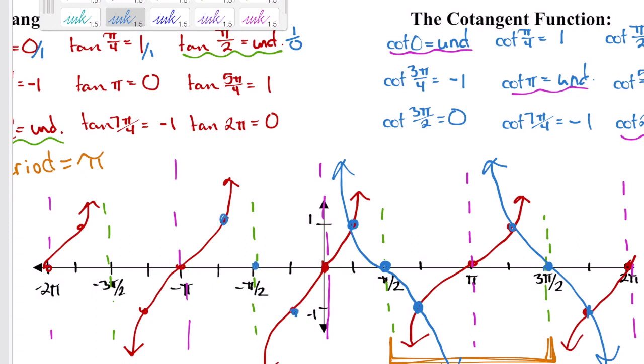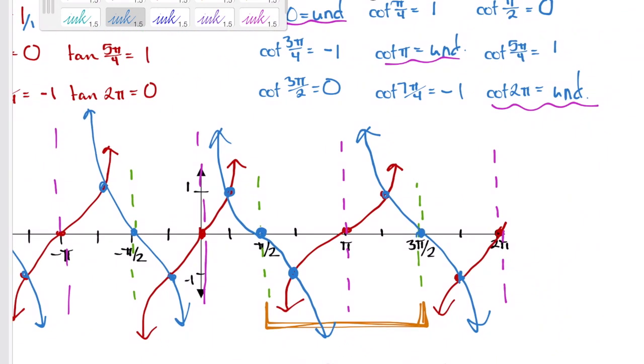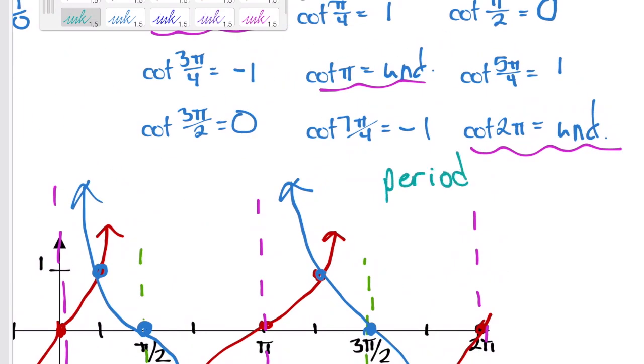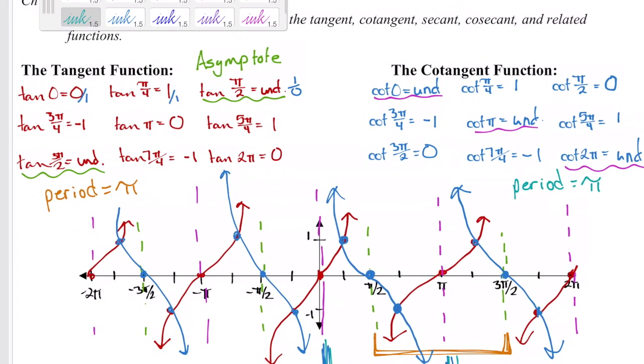Here we go. And then the last one. So then here I can see that I'm starting to repeat when I went from 0 to pi. So this also has a period of pi. There we go. So here's our tangent and cotangent functions whenever they're graphed.